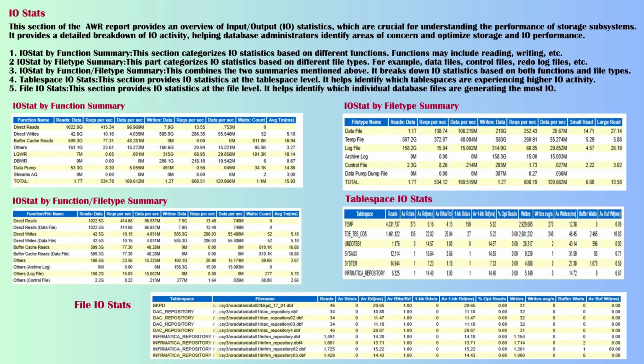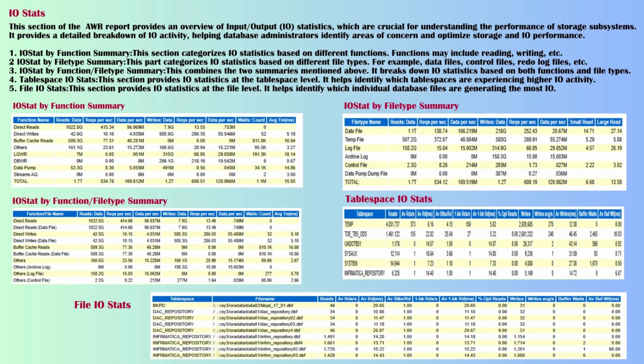IOStat by function/filetype summary. This combines the two summaries mentioned above. It breaks down I/O statistics based on both functions and file types. This provides a more detailed perspective on I/O patterns in the database.